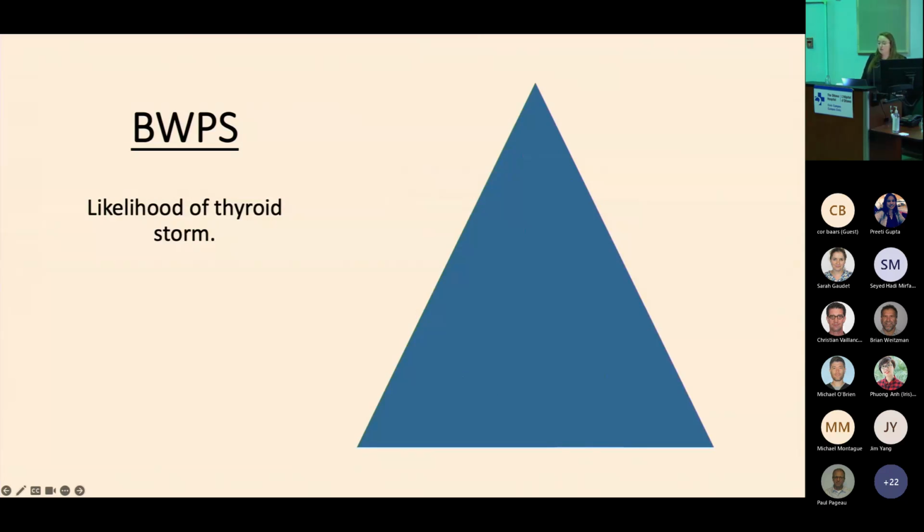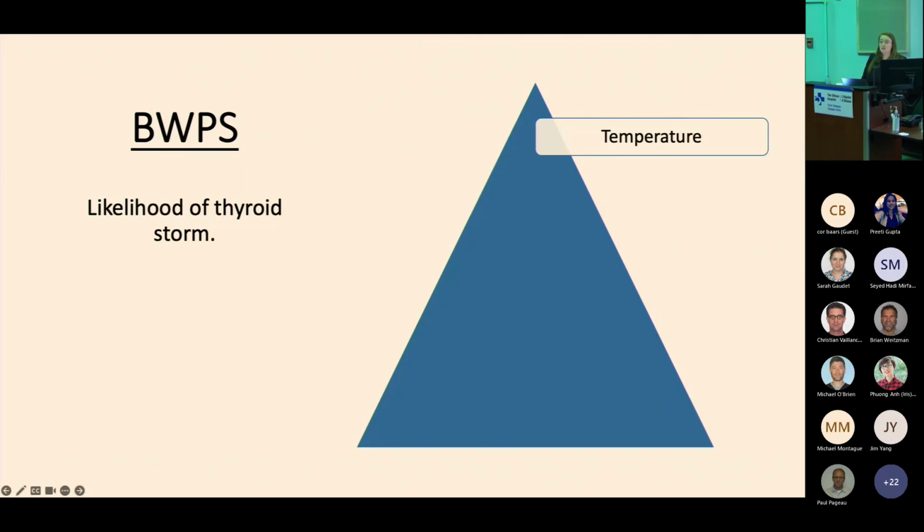The Burch-Wartofsky point scale for thyrotoxicosis is a diagnostic tool that was created in 1993 by Dr. Burch and is used in the setting of biochemical thyrotoxicosis in patients aged 18 and older. The objective of this scoring tool is ultimately to give you a likelihood that this is thyroid storm presenting in front of you. It was created based on a retrospective analysis of patients diagnosed with thyroid storm and was validated retrospectively against their medical records. This is the scoring tool that is approved for use, essentially, by the American Thyroid Association in their guidelines that have been published in the last 10 years.